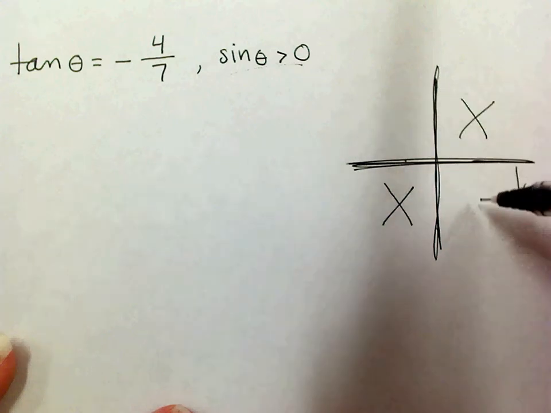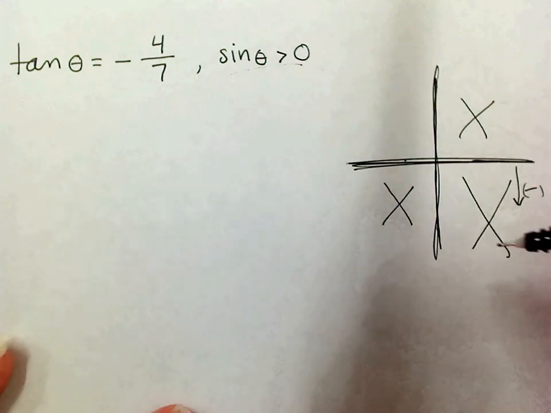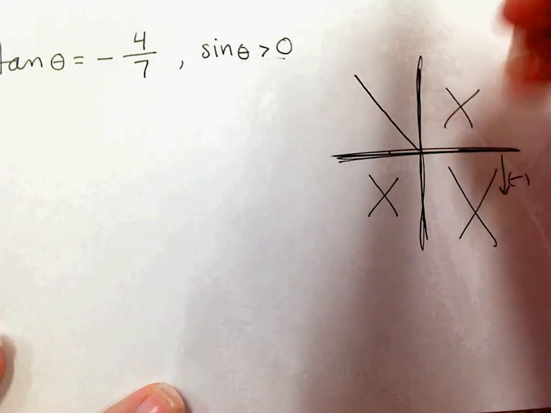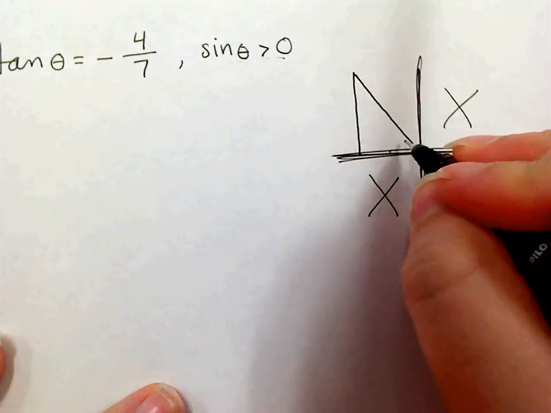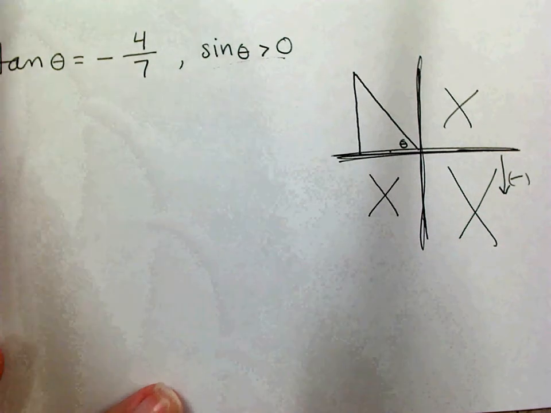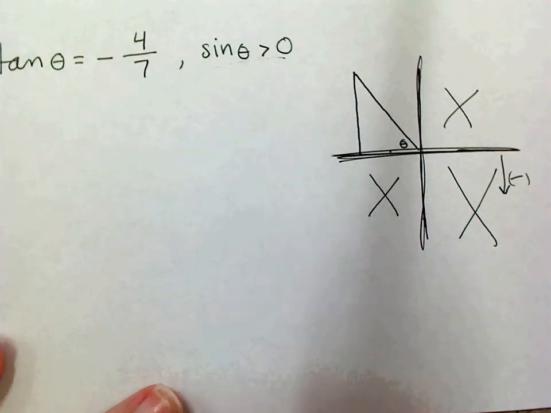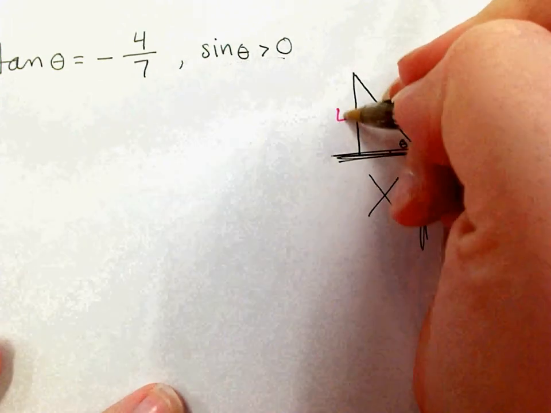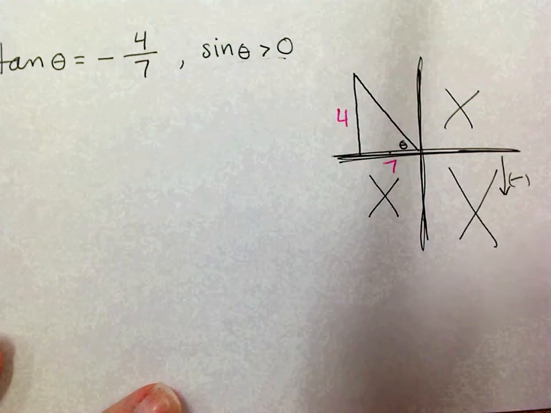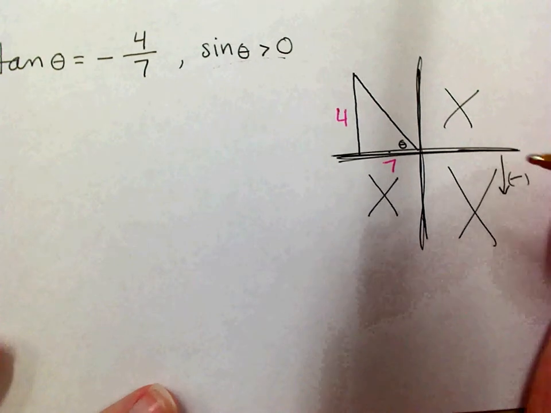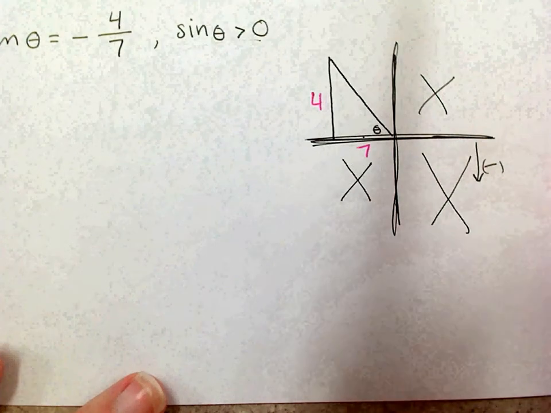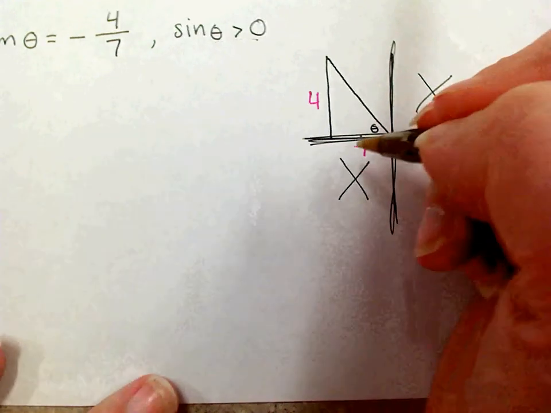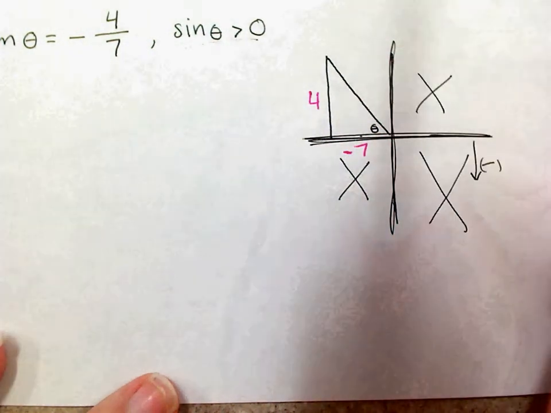Okay, so I'm going to draw my triangle. Tangent is negative 4 over 7, so tangent is opposite over adjacent, right? I'm going to put a 4 here and a 7 here. But the 7 is the one that's negative. So when we read it, negative 4 7s, we automatically think the negative goes with the 4. But since the 7 is the one moving to the left and the 4 is going up, 7 is the only one that's negative. Alright, so then what's the hypotenuse?